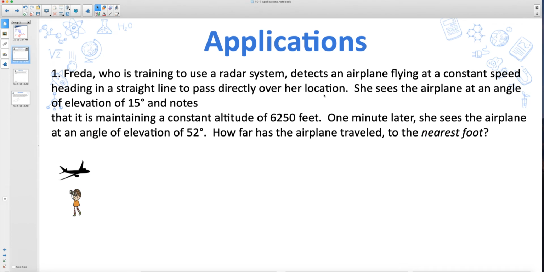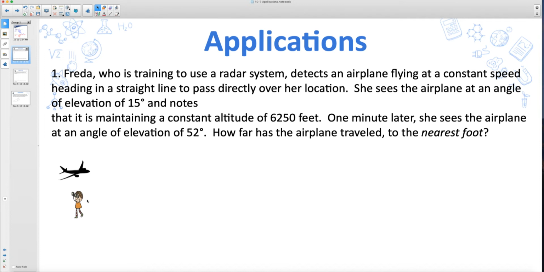So we'll get into a few more application questions, and these could get a little bit difficult when there's no diagram and you need to analyze it and draw it for yourself. So we have Frida right here. Frida is training to use a radar system, and she detects an airplane flying at a constant speed heading in a straight line to pass directly over her location. She sees the airplane at an angle of elevation of 15 degrees and notes that it is maintaining a constant altitude of 6,250 feet. Then 1 minute later, she sees the airplane at an angle of elevation of 52 degrees. How far has the airplane traveled to the nearest foot?